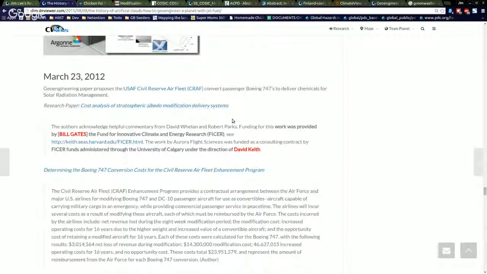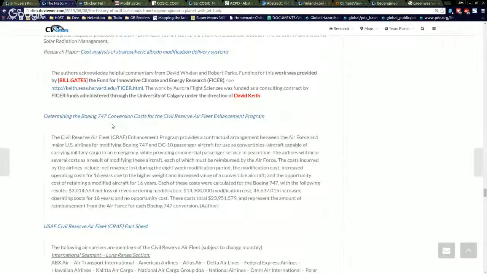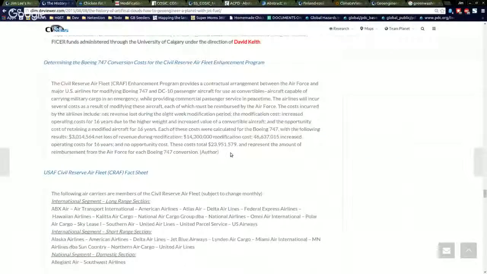Now, here's a crazy one. Geoengineering paper proposes U.S. Air Force Civil Reserve Air Fleet craft convert Boeing 747s to deliver chemicals for solar radiation management. Yeah. Determining the Boeing 747 conversion costs for the CRAF program. And you can see that over here. It's on the military site, oaidtic.mil. And basically the Civil Reserve Air Fleet is a way for them to take planes that are in the air today and rapidly convert them to military use.